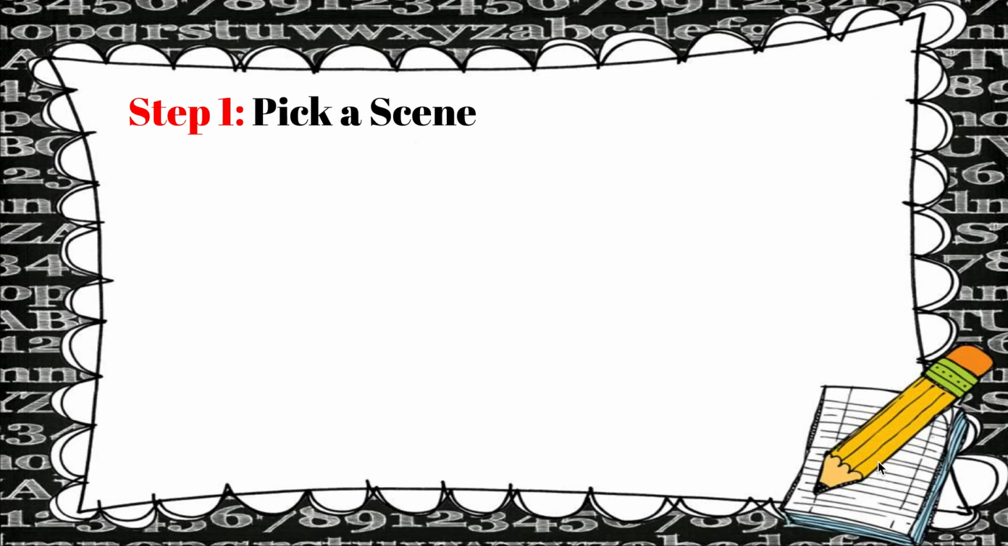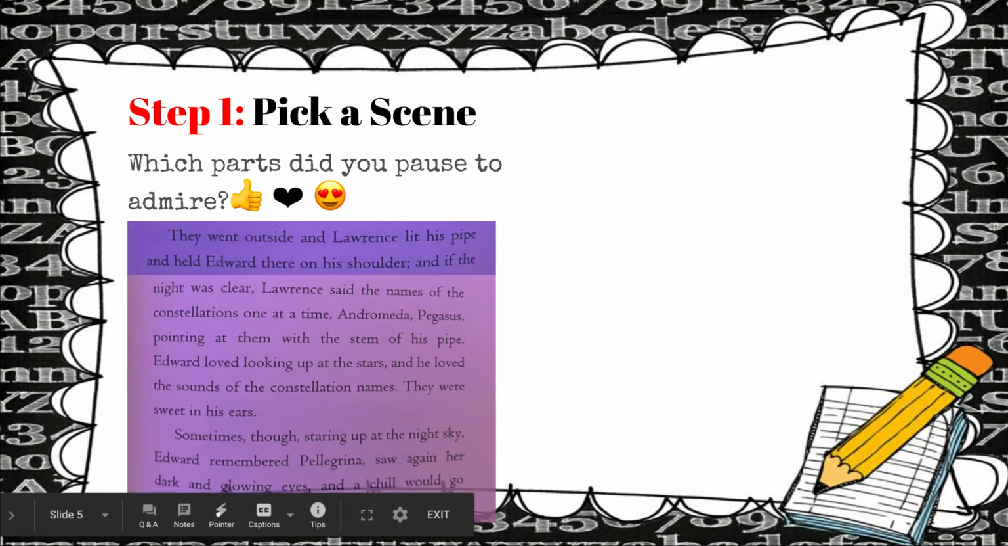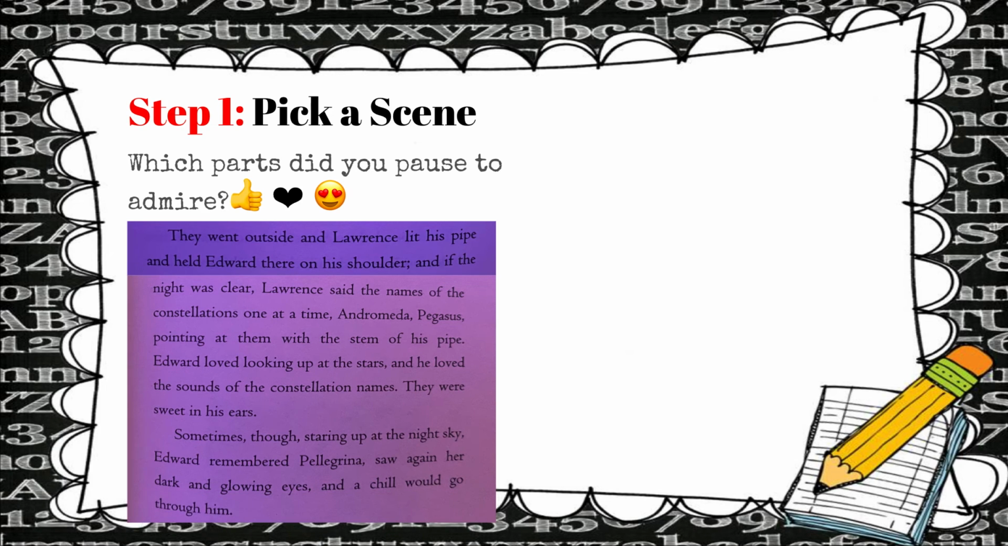So I'm going to take you through a 4-step process to help you write your own fan fiction. Step 1, pick a scene. So you're going to look at crucial scenes throughout the text, scenes where maybe you pause in admiration of how well something is written. Whenever I read this part from Edward Tulane, I really had to pause and reread it because it was just written so beautifully.